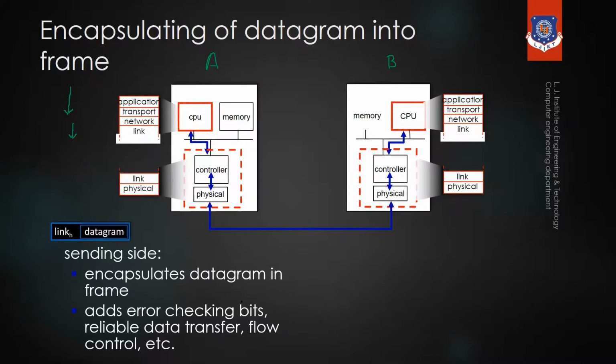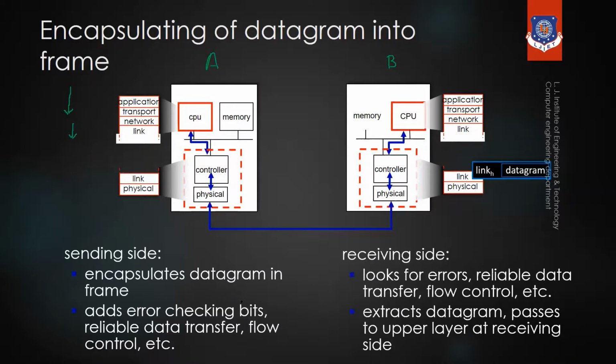So the frame is transmitted to the receiver and it reaches the receiver's data link layer. And when it reaches the receiver's data link layer, it will be passed to the network layer, and there it is called a datagram. And after that, it will be sent to the application layer.